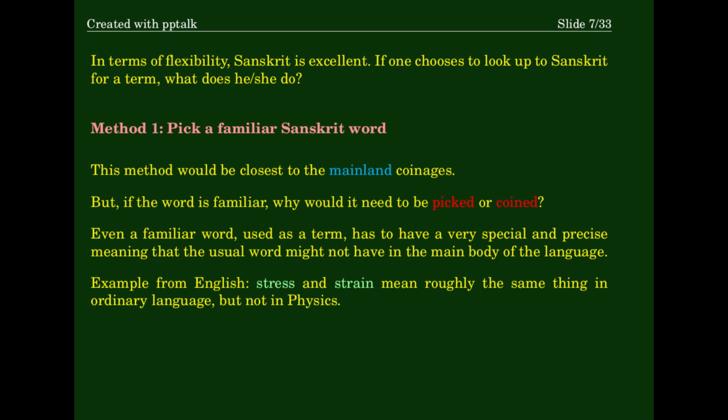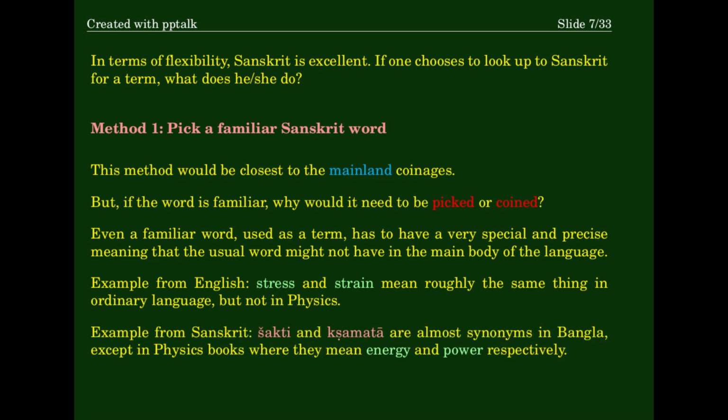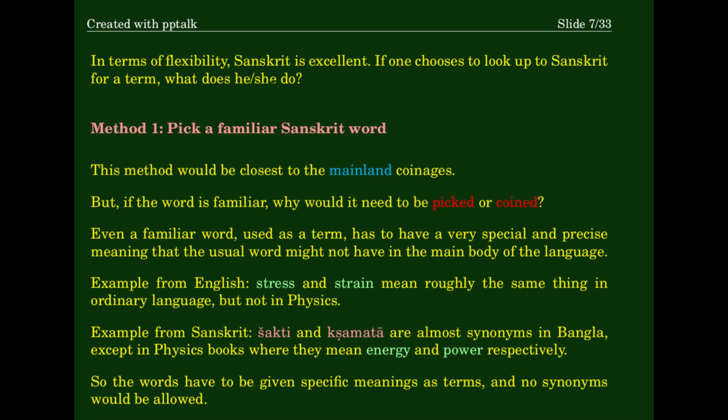Example from English: stress and strain mean roughly the same thing in ordinary language, but in physics they are very different things. Example from Sanskrit: Shakti and Kshamata are almost synonyms in Bengali, except in physics books. So, the words have to be given very specific meanings as terms, and no synonyms would be allowed. This is the task one needs to perform in order to establish a Sanskrit word as a terminological word.